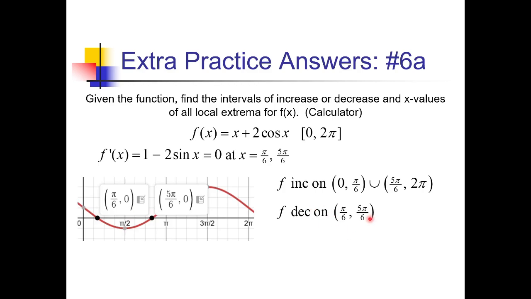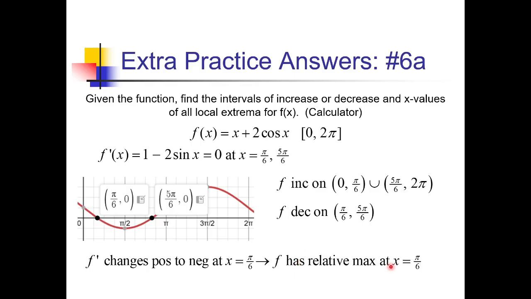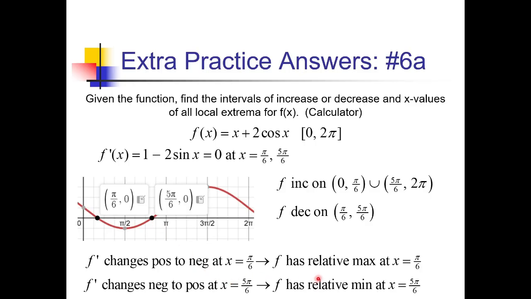Now, as far as the max and the mins go, I notice that we are changing f prime from positive to negative here at pi over 6. So f has a relative or a local max at pi over 6. And then we notice that f prime is changing negative to positive at 5 pi over 6. So there's a relative min for f at 5 pi over 6.